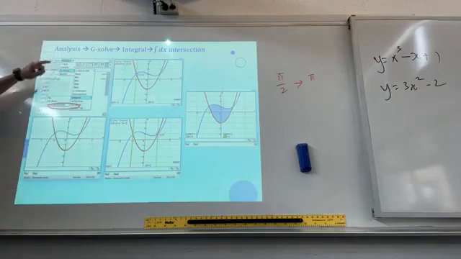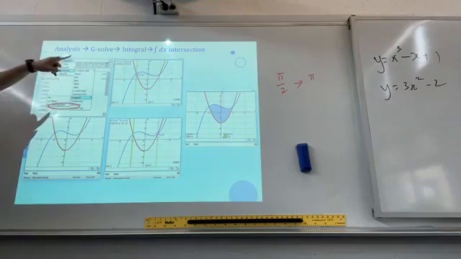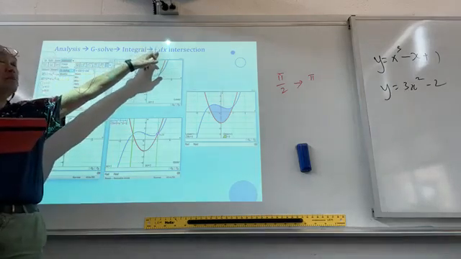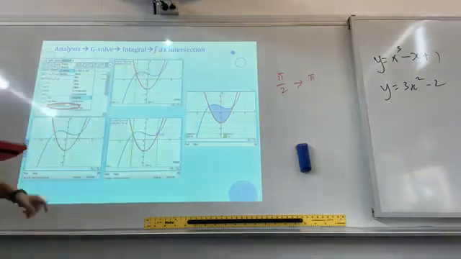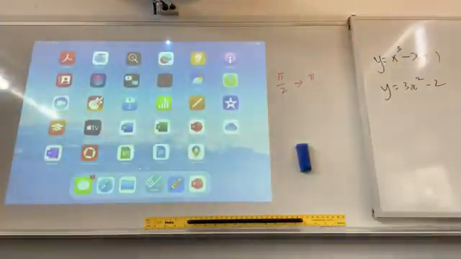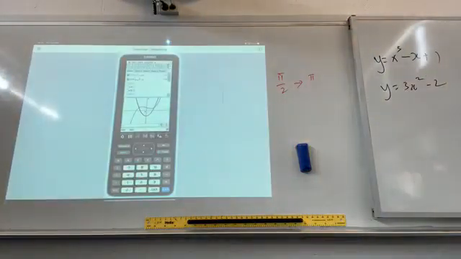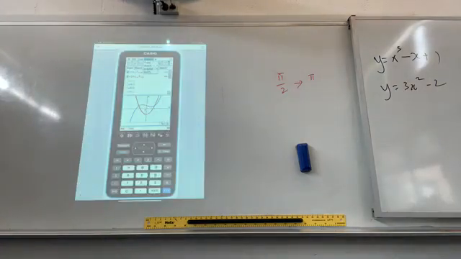Alright, now go to integral. This time you're going to use integration dx intersection. You've got 2 curves, therefore you can use intersection. Let me use my ClassPad to show you. So here, you go to analysis, GSolve, integral, intersection. You've got 2 graphs.